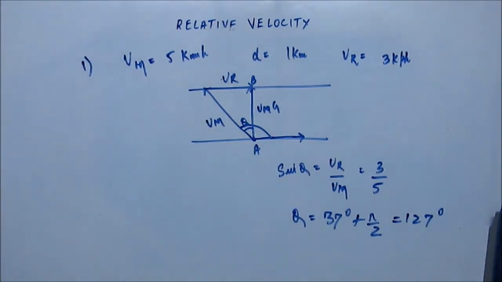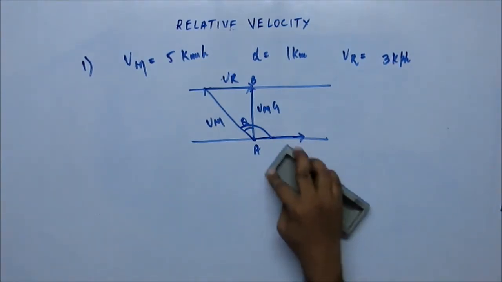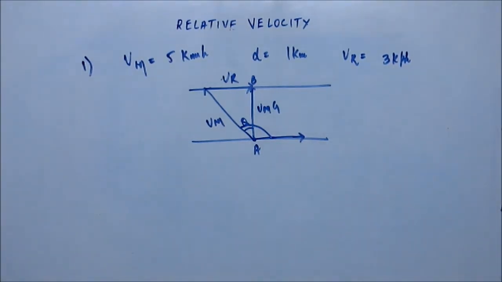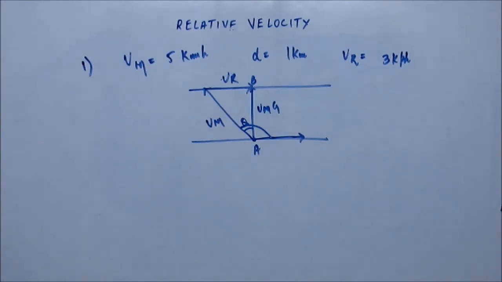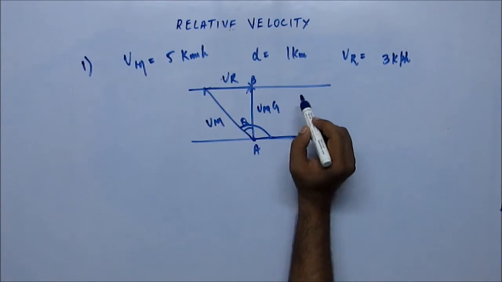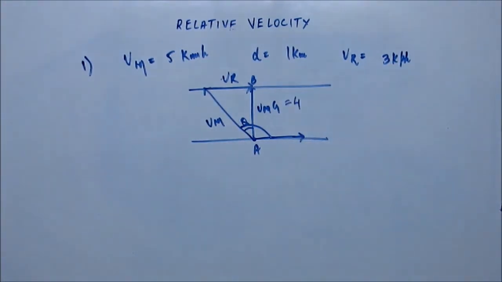Okay? Then suppose in the second part of the question they are asking what will be the net velocity of the swimmer, of the man, with respect to ground? They are asking VMG. Now using this Pythagoras, you can very easily find out what is VMG. VMG will be equal to, tell me. Yes, 4.